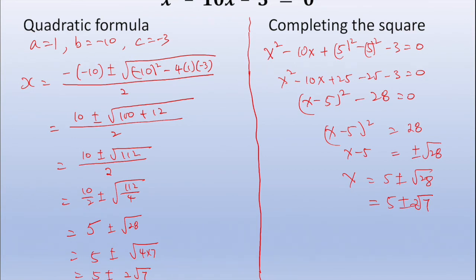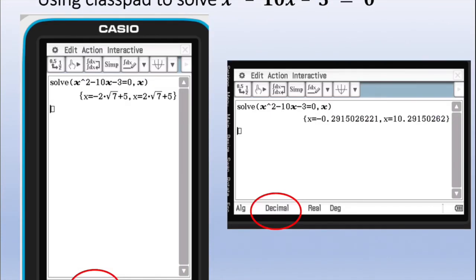So in many ways, it doesn't really matter whether you use the quadratic formula or completing the square. Now, what about using Classpad? You can try using Classpad to solve this. Use solve. Make sure that your calculator is either on standard or decimal if you want to give the answer in 2 decimal places. So have it in decimal form. If not, the standard form will give you your surd solution.